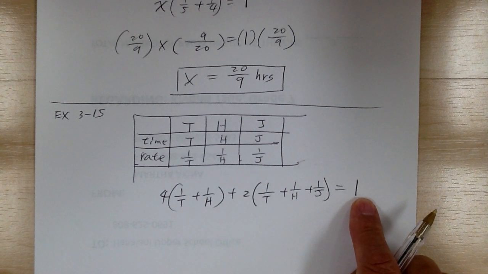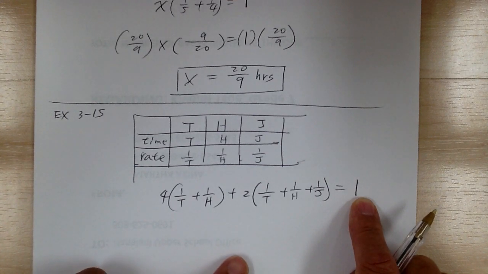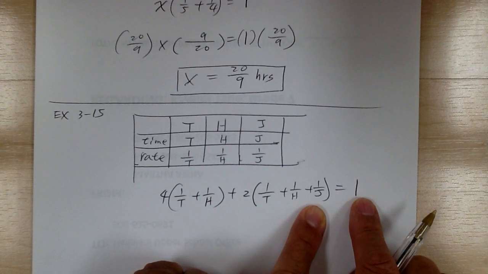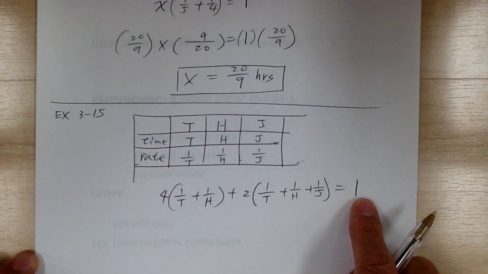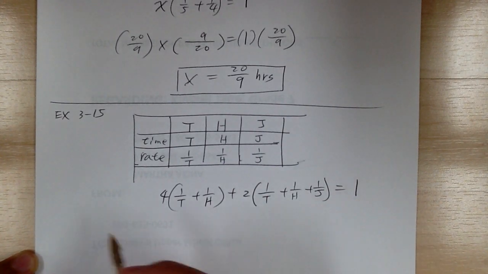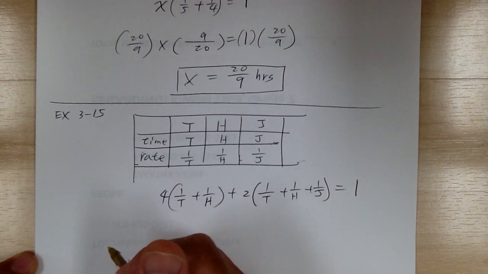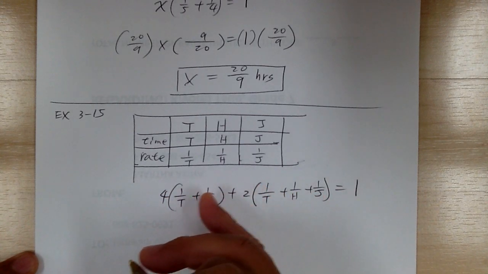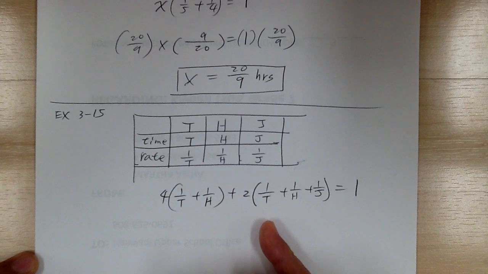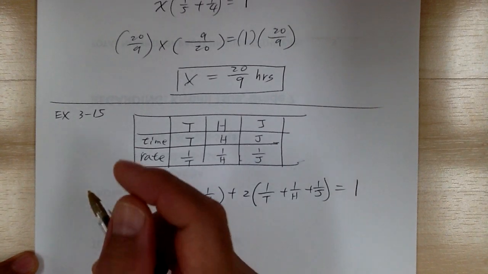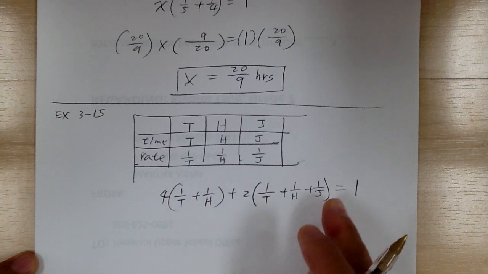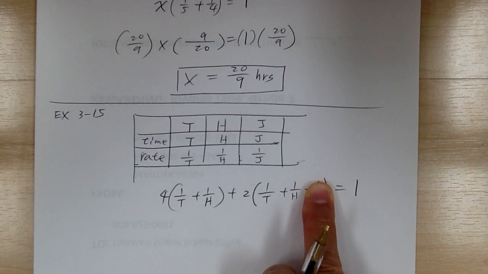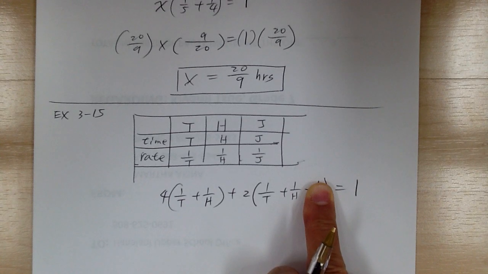Now it says, if Jim had not helped them, it would take them 5 more hours to paint the fence. Okay. So if Jim didn't help, then it would take 5 more hours. Let's go ahead and work this one. If Jim didn't help, it would take 5 more hours. It means the total would be 9 hours.